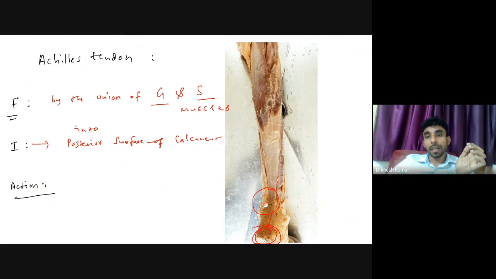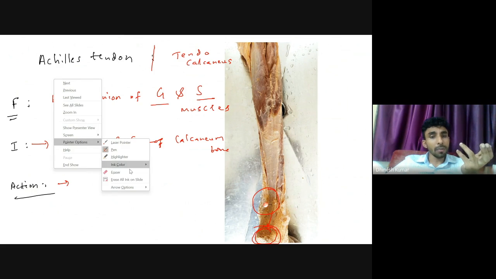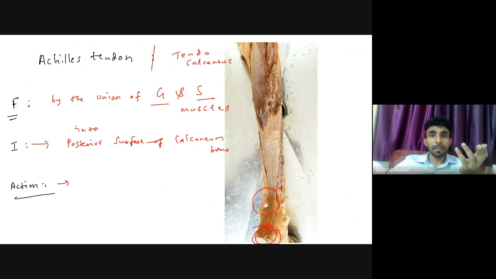That is the reason this Achilles tendon is otherwise called as what? It is also called as tendocalcaneus. Okay, fine. What about the action? It is formed by the gastrocnemius and soleus muscles.